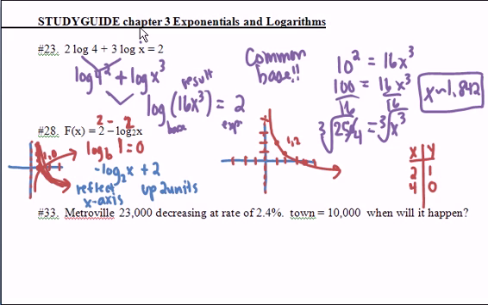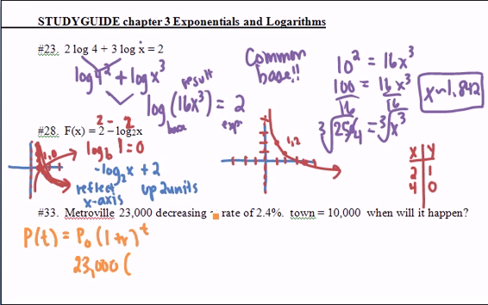Last problem, literally, on your study guide, is about this town. Well, I guess I can't call it a town. It's about this place called Metroville. And it's growing. So I'm going to use this population model. And if you remember what it looks like, let's see if I remember what it looks like. Yeah. This will show us the initial population of 23,000.